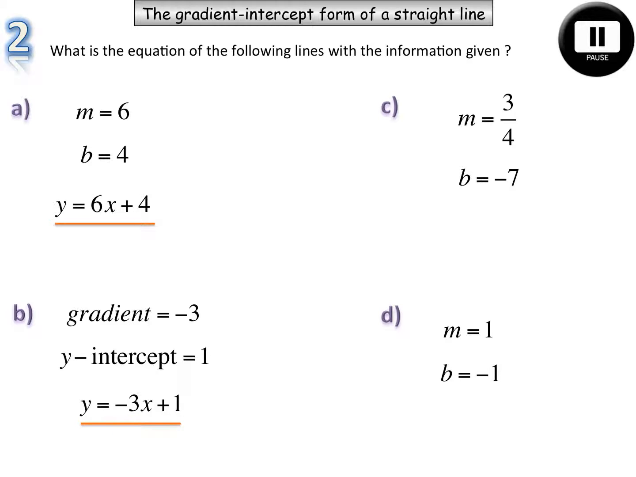Part C, y equals 3/4 x, take away 7. You could have 3x over 4, just another way you can write it. But we've got 3/4 x, take away 7. And the last one is y equals 1x, take away 1. You don't have to have the 1 as the coefficient. You could leave it off, but you could put it in if you wanted to.